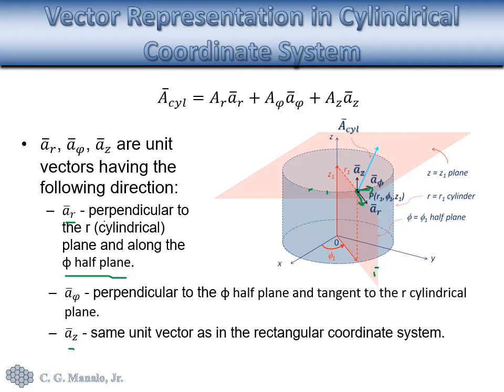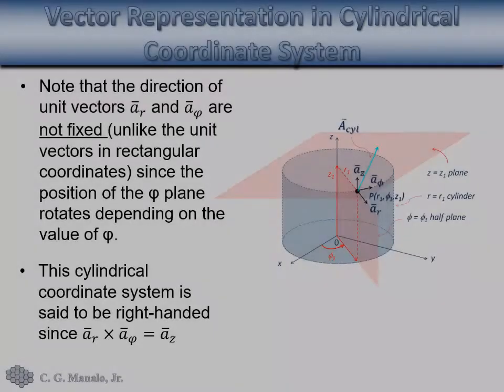So A sub cyl really is the combination of these three components along the a sub r direction, a sub phi direction, and the a sub z direction.